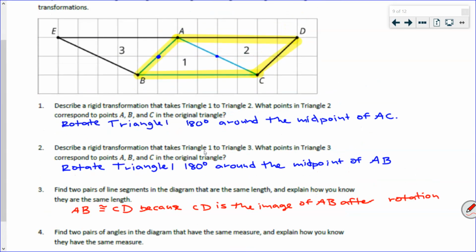Can you find other side lengths that are the same? Find at least one more pair of side lengths that are the same. Make sure you're able to explain how you know. Discuss with your group. I'm only giving 15 seconds because it's just that easy. 15 seconds, go.